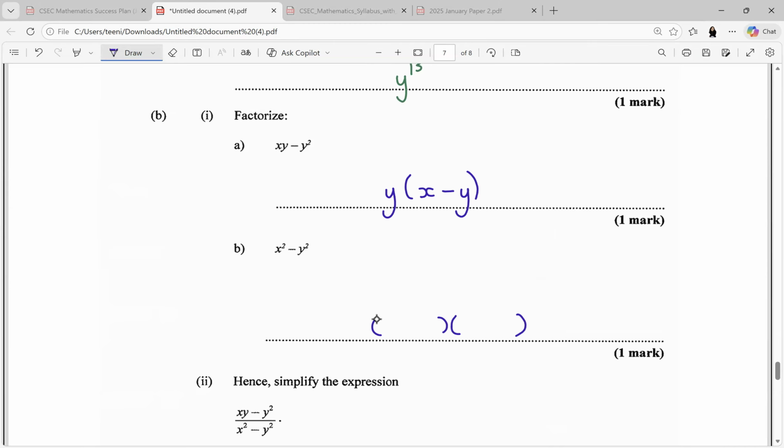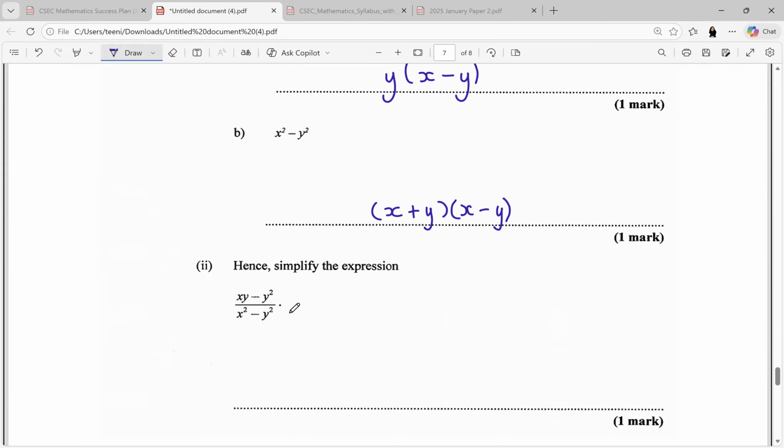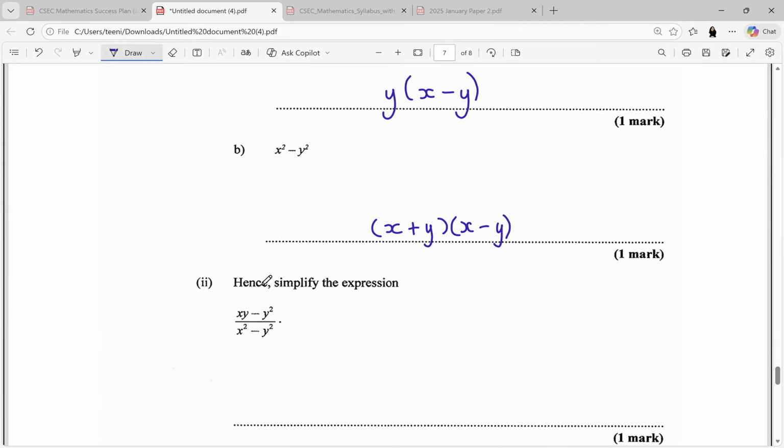The factors will be x plus y and x minus y. That's right, x plus y and x minus y. And it doesn't matter which one you put first, right? You could put x minus y first, it doesn't matter. Again, you just need to be able to recognize a difference of squares when you see it. Okay, and then, so this is hence simplify the expression.